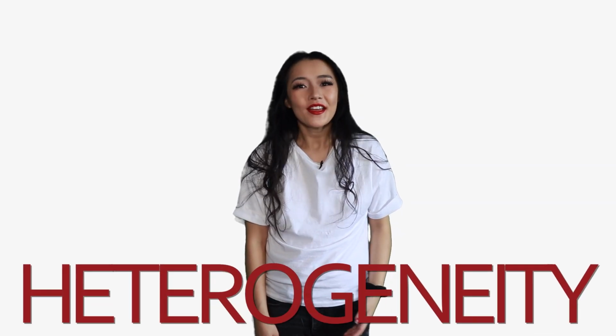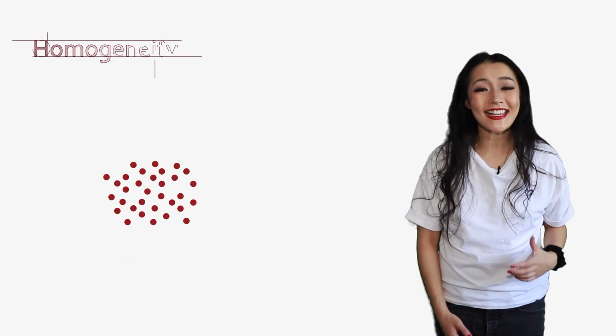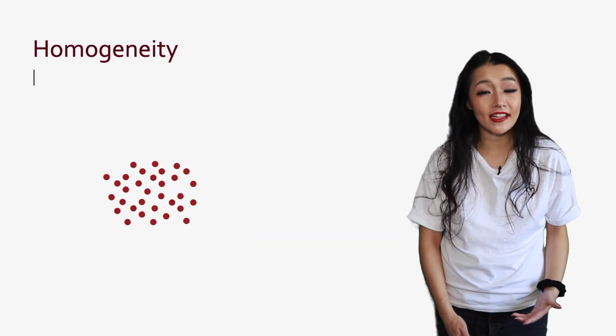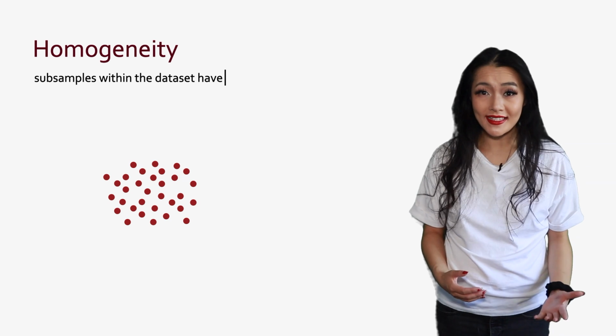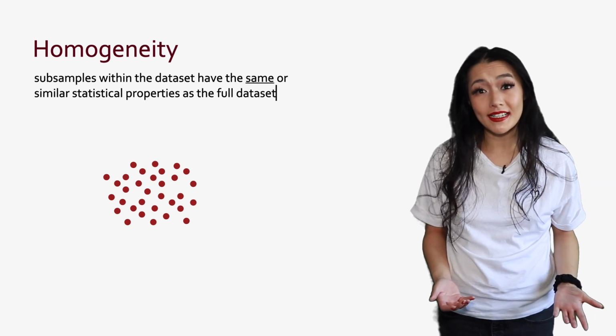In this video, you will learn about how to model heterogeneity using Stan. But before we can start, we must first understand another concept, that of homogeneity. Homogeneity is a characteristic of a dataset if subsamples within that dataset have the same or similar statistical properties.